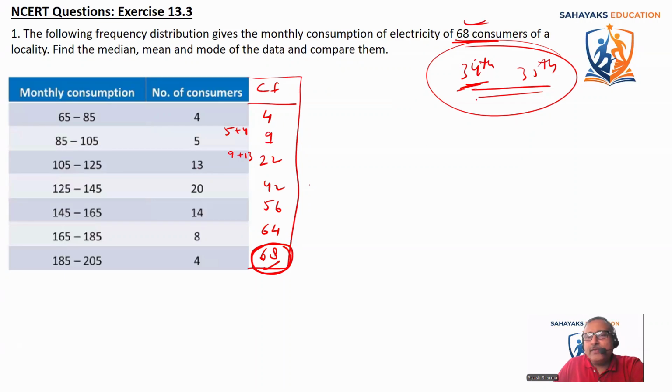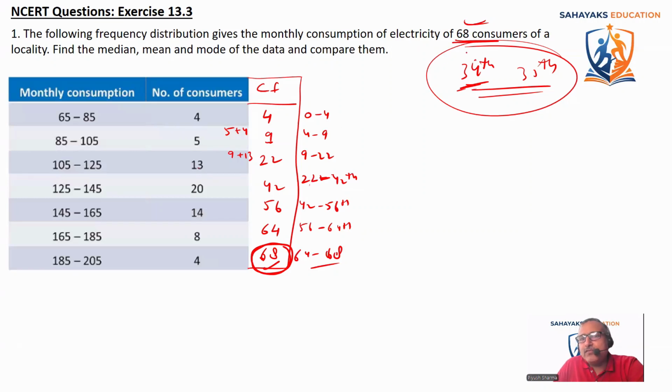Okay, now we have to find the 34th value. Where exactly is the 34th value going to lie? See, 0 to 4th values are going to lie here. 4th to 9th values are going to lie here. 9th to 22nd values are going to lie here. 22nd to 42nd values will lie here. 42nd to 56th values will lie here. 56th to 64th values will lie here. 64th to 68th values will lie in this class.